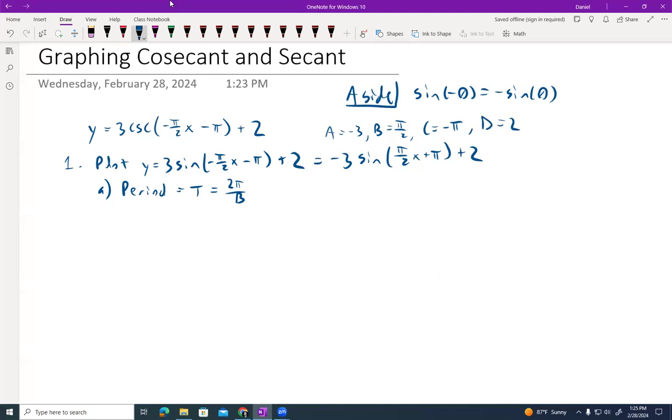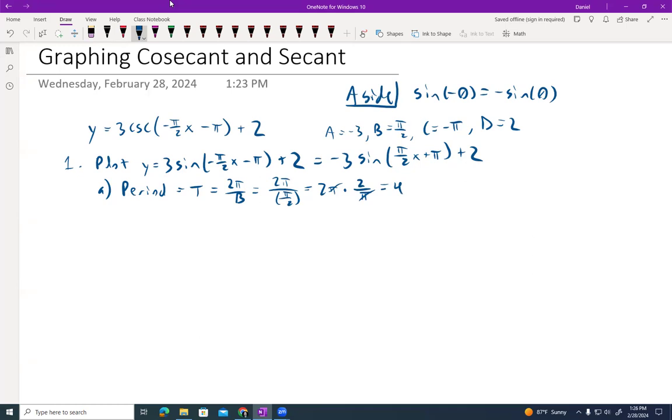Then our period is 2 pi over b, so that's 2 pi divided by pi over 2. Let's simplify that. That's the same thing as 2 pi times 2 divided by pi, multiplying by the reciprocal. Our pi's cancel off, so our period is 4.